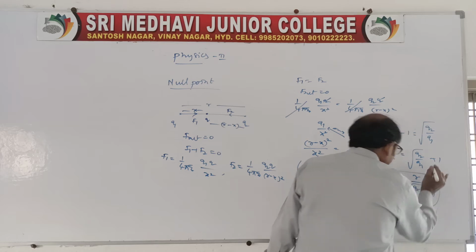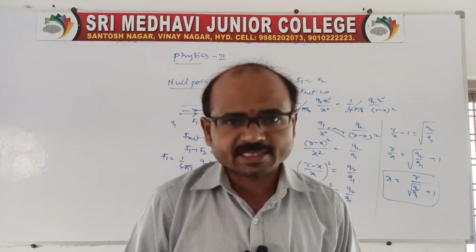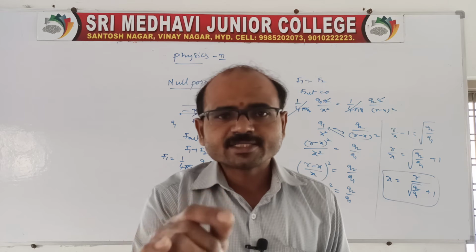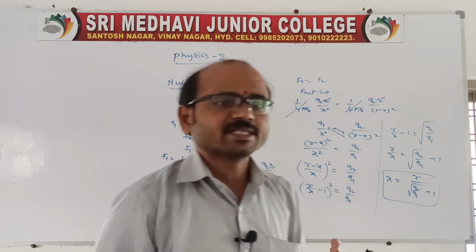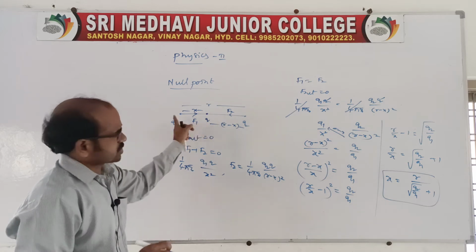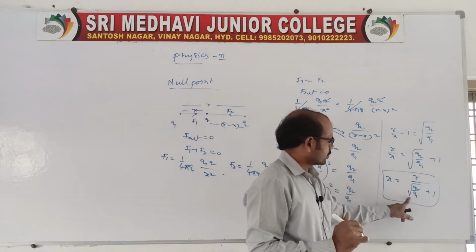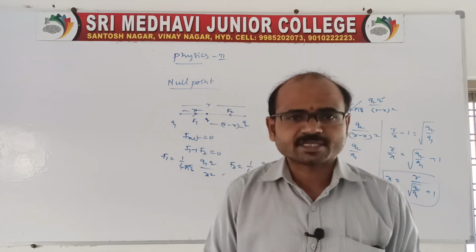This is the null point. At that point, the force due to the two charges is cancelled, the net resultant force is 0 at one point between the two charges. The distance is x is equal to r by root over Q2 by Q1 plus 1, when the point is between the two charges.